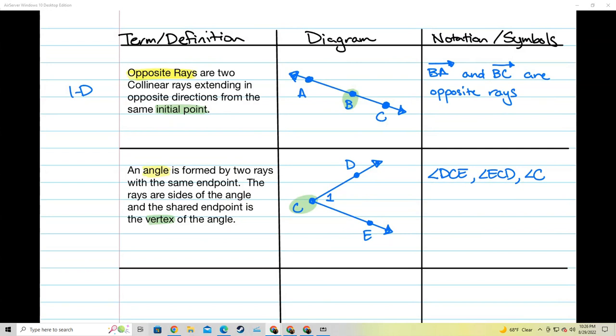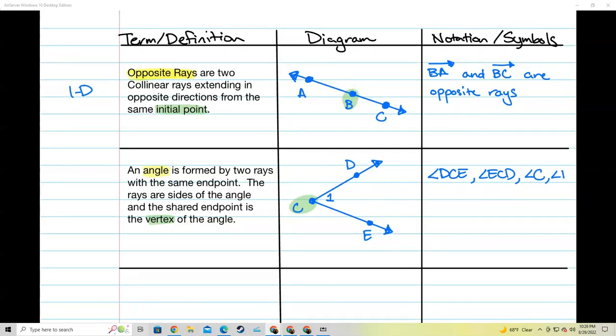And the last thing I can call it is whatever number they use here. Now, this is a labeling number. This is not a measuring number. What I mean by that is this doesn't say 1 degree. It's not measuring how open it is. It's just calling it angle 1. So that's exactly what we're going to call it. We're going to call this angle 1.